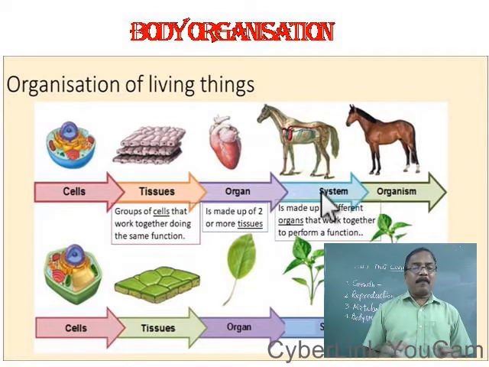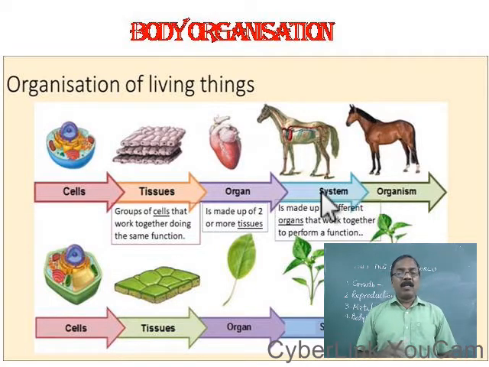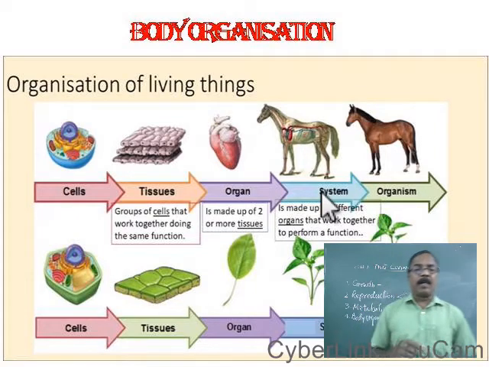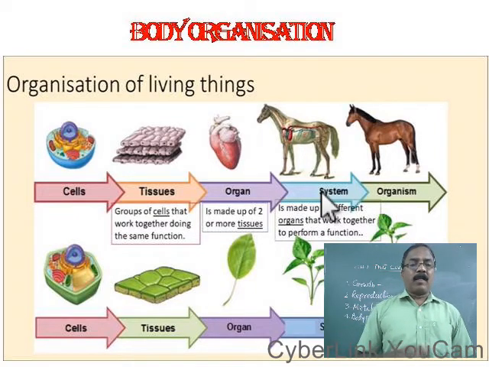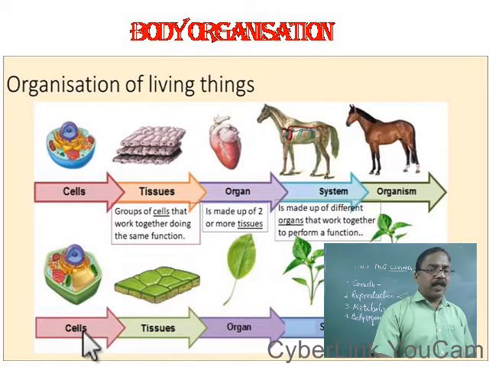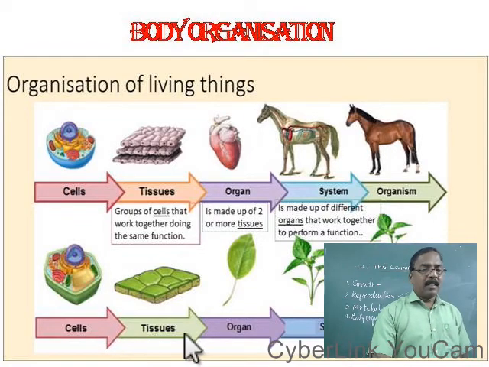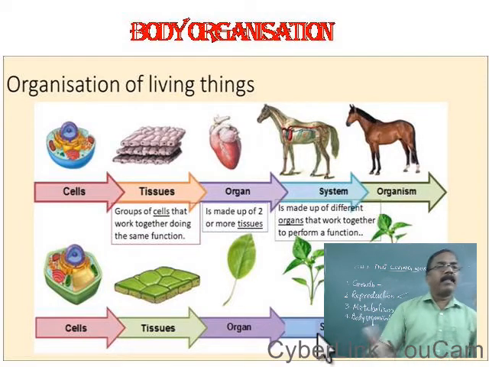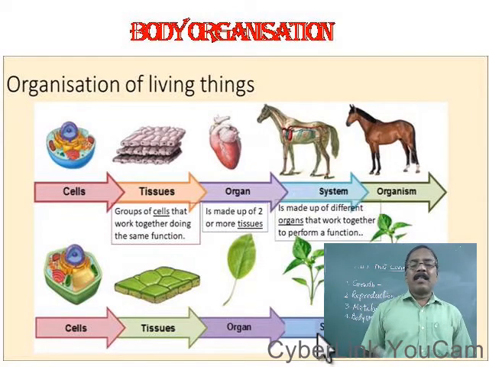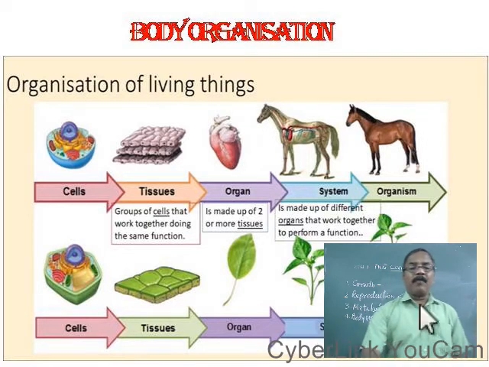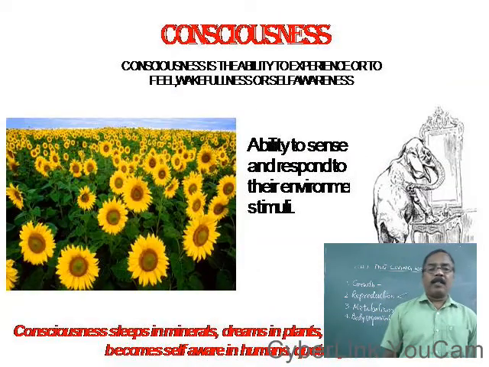There is no such particular pattern found in non-living things. So we can consider this as an important characteristic of living organisms: body organization. In plants also you will find this pattern. You see here, plant cells will form plant tissues, which will become plant organs, and that will become organ systems of plants, and then the plant as an individual. So these are some of the important characteristics of living organisms which make them very different from non-living things.